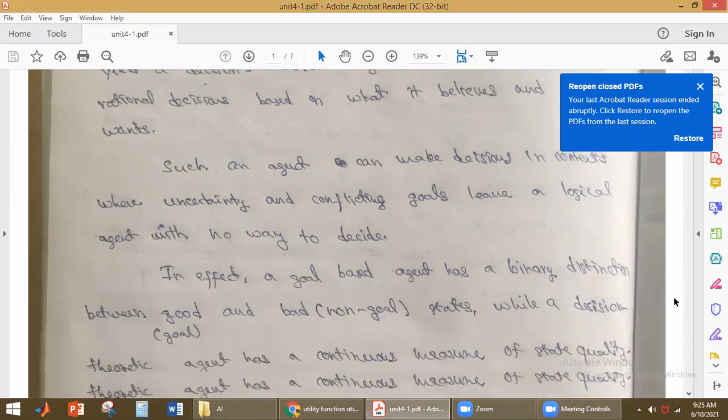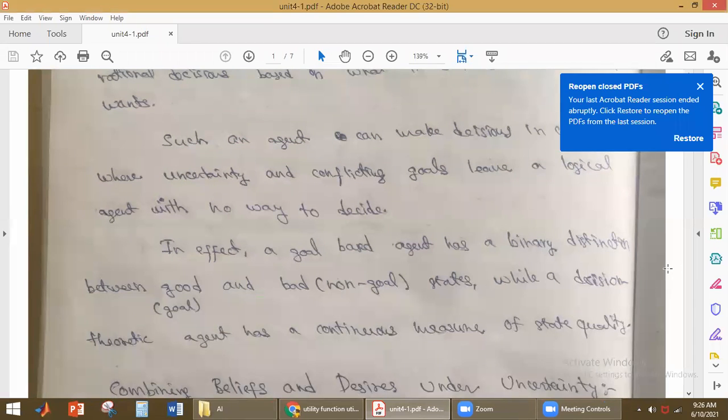Now we also discussed the goal-based agent. This agent will be having a goal. The goal-based agent distinguishes the goal state and non-goal state by using a binary distinction. Whenever it reaches the goal state, it assigns value 1, and whenever it does not reach the goal state, it assigns value 0. Because it is binary, sometimes it will get stuck whenever it has to take decisions.